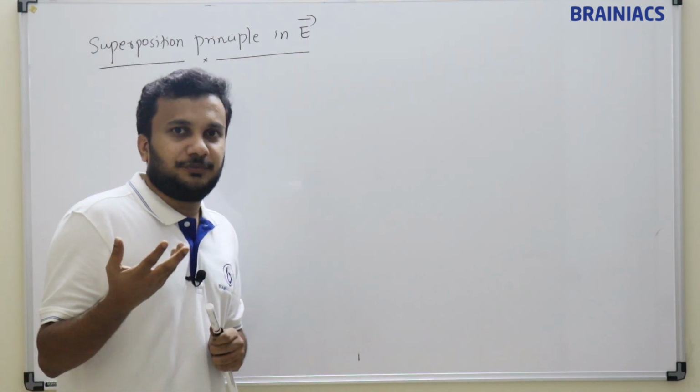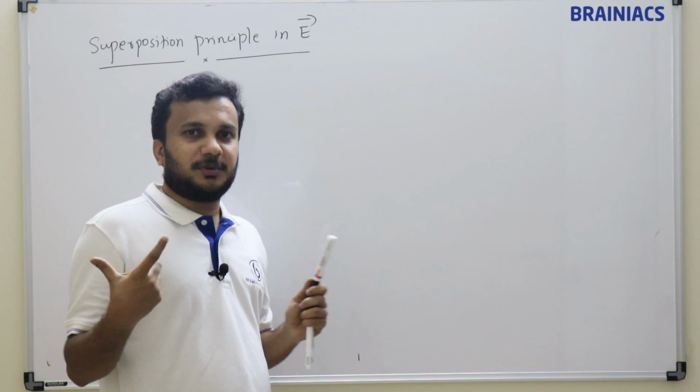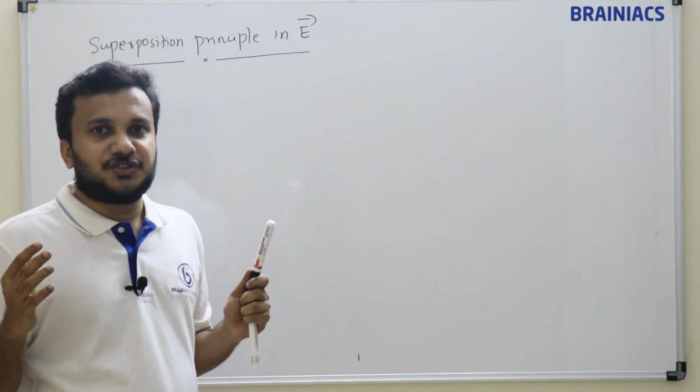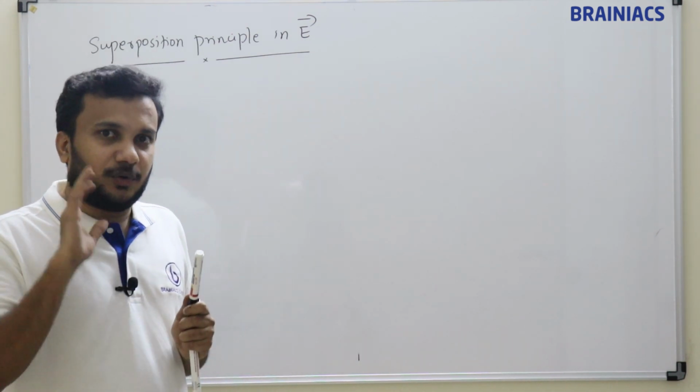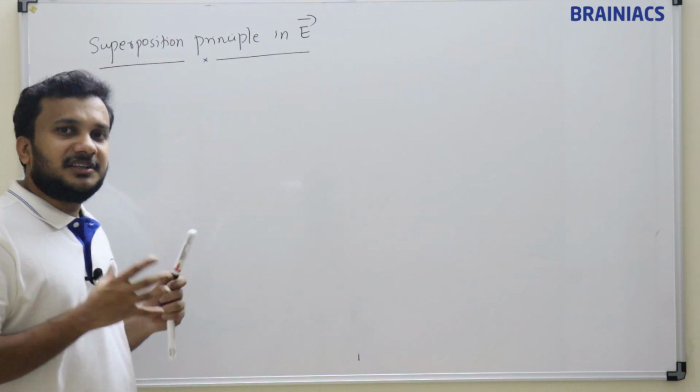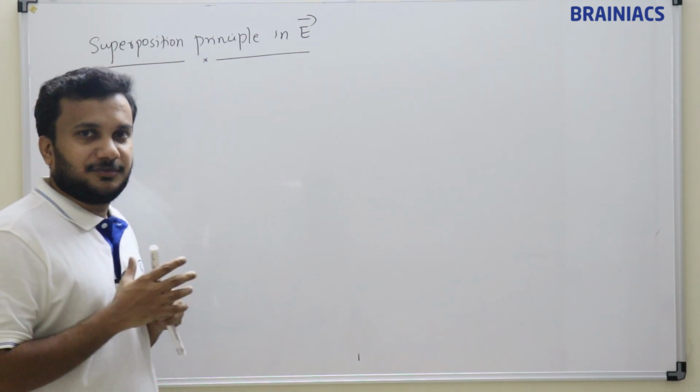Superposition in Coulomb's law, we have also learned superposition. Superposition means it's a vector addition of all the forces in Coulomb's law. In electric field, it is a vector sum of all electrical forces.